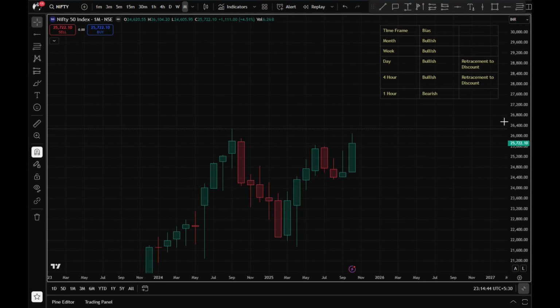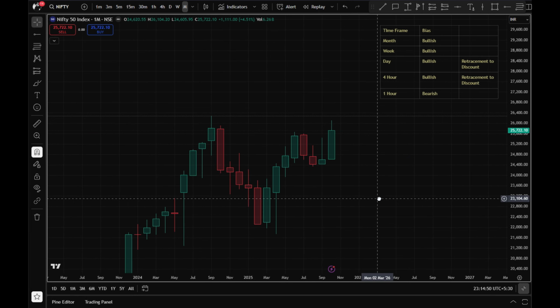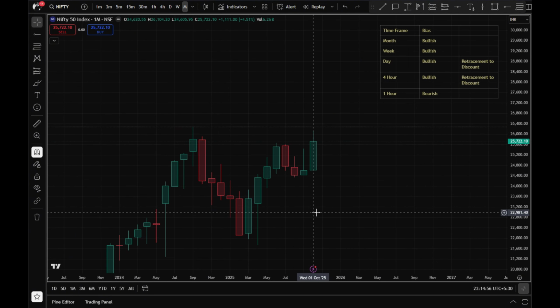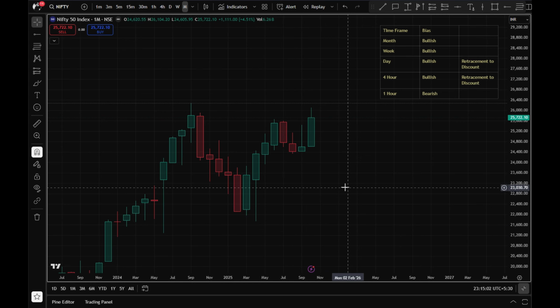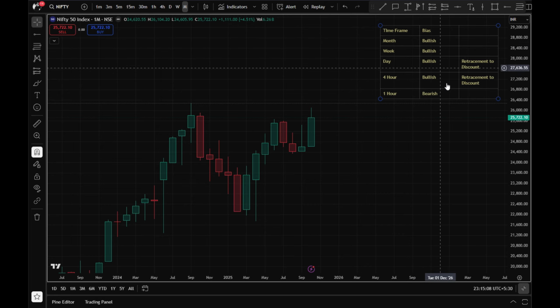Hi friends, good morning. Welcome to this pre-market report where we try to find discounts and premiums on a chart of Nifty. This is Nifty on a monthly time frame. It is structurally bullish. This is a low that was created in the month of April, and this is the next low that was created in the month of August. So it has created a higher low, and therefore on a monthly time frame it is bullish.